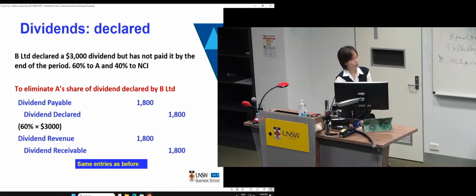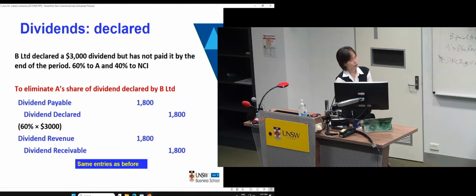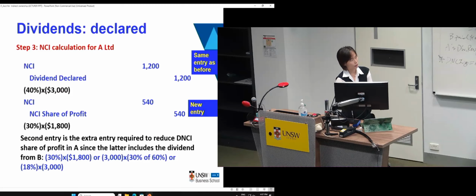Now, in addition to that, we don't forget eliminate the intragroup dividend revenue against dividend declared. Now, make sure you use appropriate accounts, okay? So this is declared, not paid. Now, in addition to that, you can see the elimination of intragroup dividend revenue resulting adjustment for the NCI in A because this is a dividend revenue recognized by A Limited, right? And once it's eliminated, A's profit in the current year would decrease. And A's profit decrease, NCI share of A's current year profit also decrease. So you have a debit NCI, credit NCI share of profit.